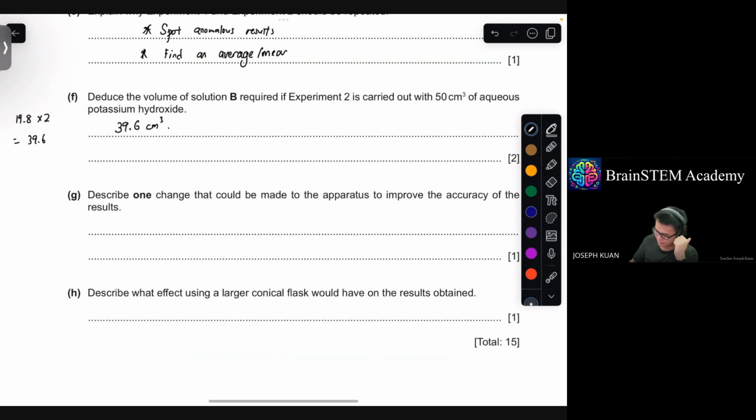Right? So it's 2 marks. The first mark is your value. The second mark is your unit. Oops, my bad. Oh yeah, it is cubic centimeters. This is volume.